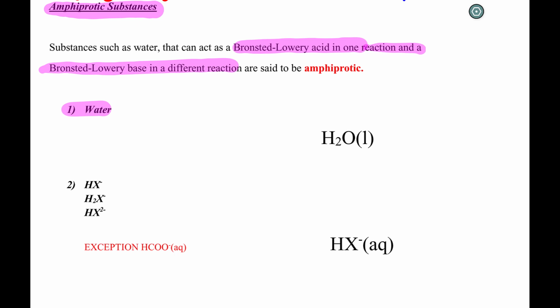The other grouping is that the species needs to have a proton to donate, whether it's monoprotic like HX or diprotic like H2X, that would have a hydrogen to donate. And then it also has to have a negative charge to accept a proton. A negative charge accepts one proton, two negative charges, that's a diprotic base, to accept two protons. Now, an exception to this rule would be HCOO-.